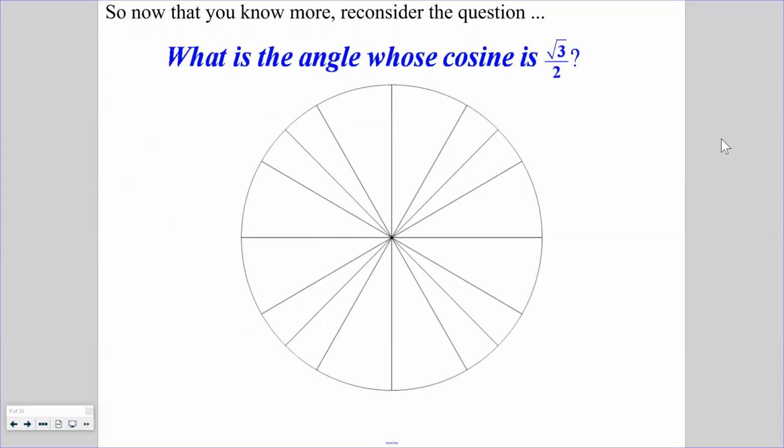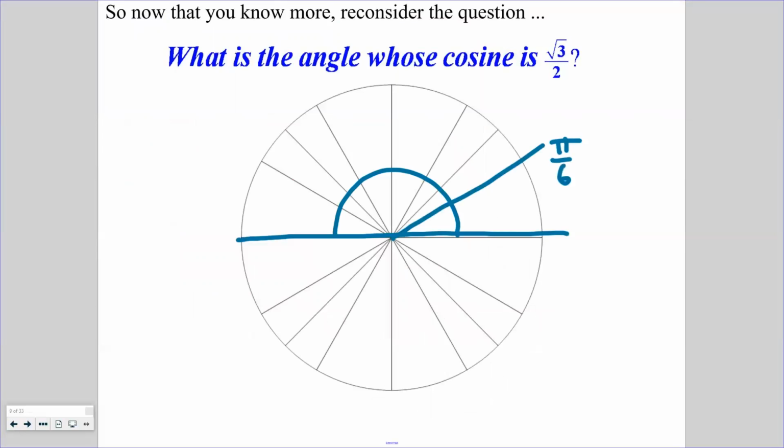Okay, so then the question, what angle has a cosine value of √3/2 only in the first or second quadrant now? There's only one. That is pi over 6. Okay, positive √3/2 is pi over 6 there. And that would be the only answer that we write down.